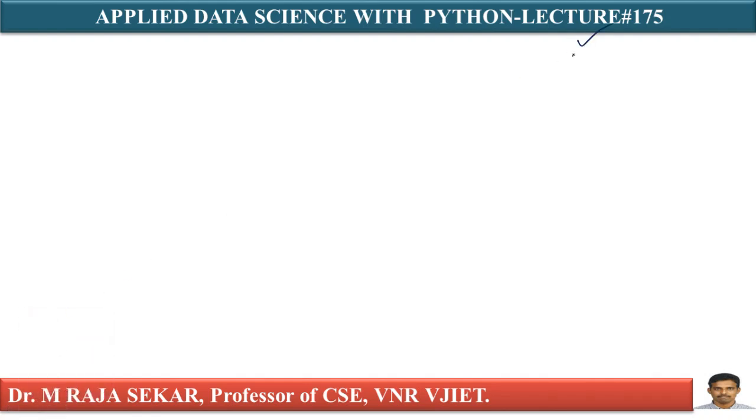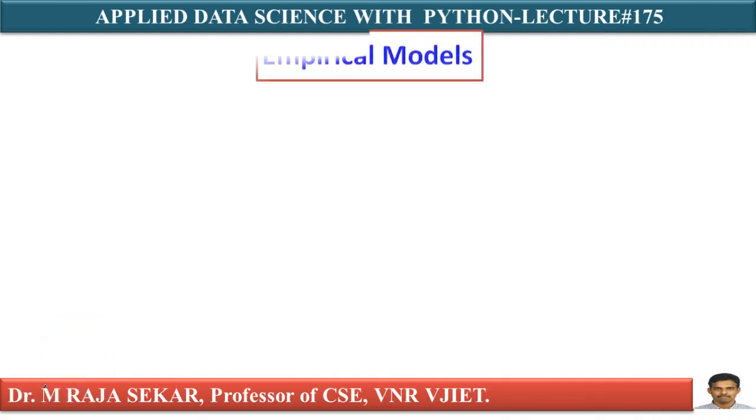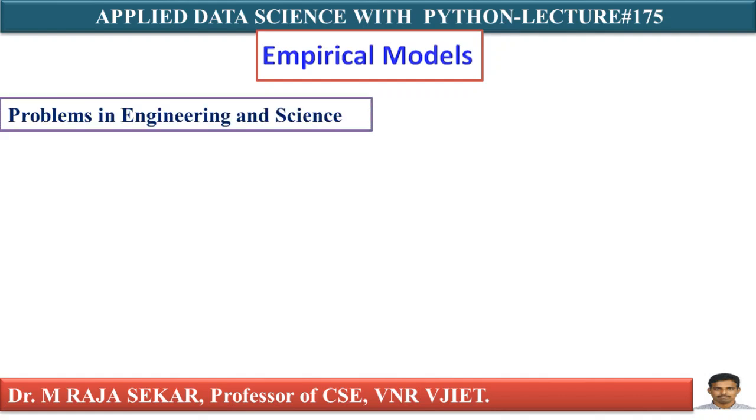This is lecture number 175. In this lecture, we will try to understand empirical models as a part of regression analysis. Many problems in engineering and science involve exploring the relationship between two or more variables. We have taken some sample parameter and we have predicted the population parameter from the sample parameter. Your sample parameter may be sample mean or sample variance.